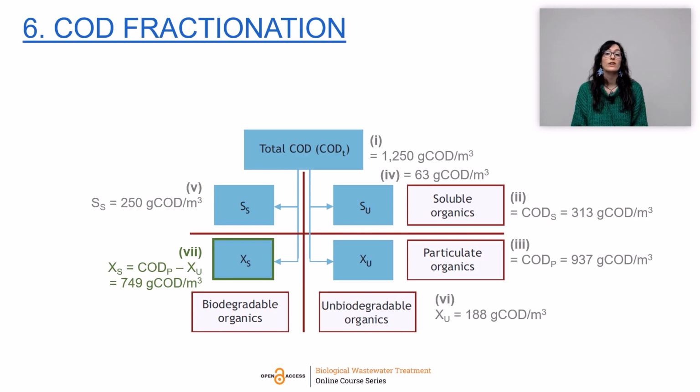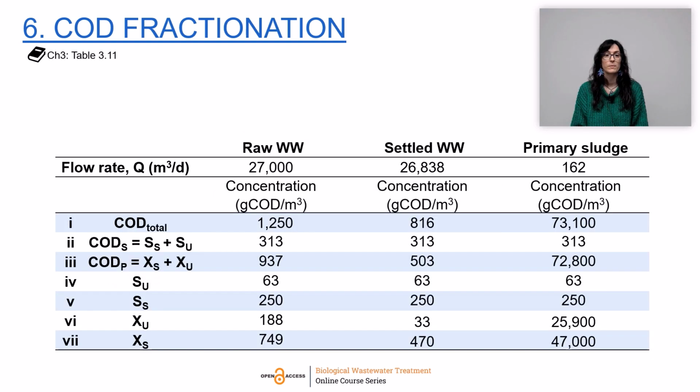Then, the only fraction left is the biodegradable particulate organics, which can be calculated as the difference between the particulate and the particulate unbiodegradable COD. After completing this calculation, we have completed the whole characterization of the different COD fractions. And here in this table, you have a summary of all the different values for the three streams that we are considering.